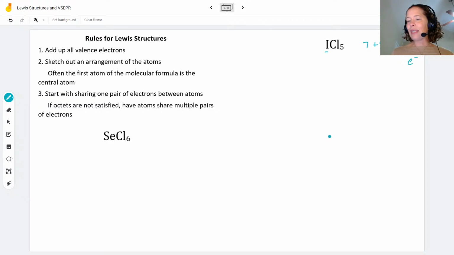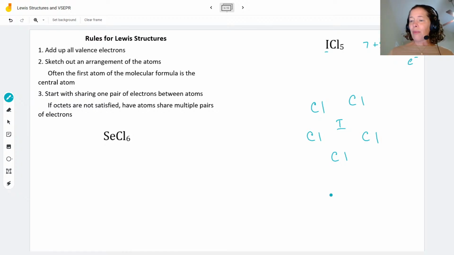Okay, iodine is going to be central, so I'm going to put it in the middle, and again, I'm going to try to put 5 chlorine atoms around this fairly neatly. That's 4. Okay, I can fit 1 more in there. All right, so there's my first best guess with my central atom and my 5 chlorines around.